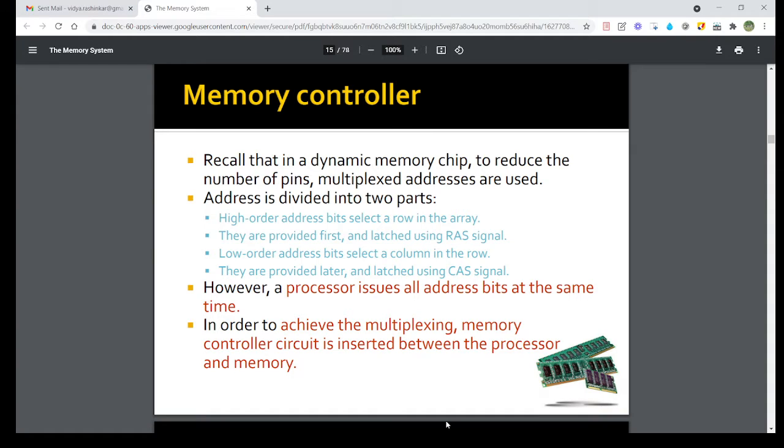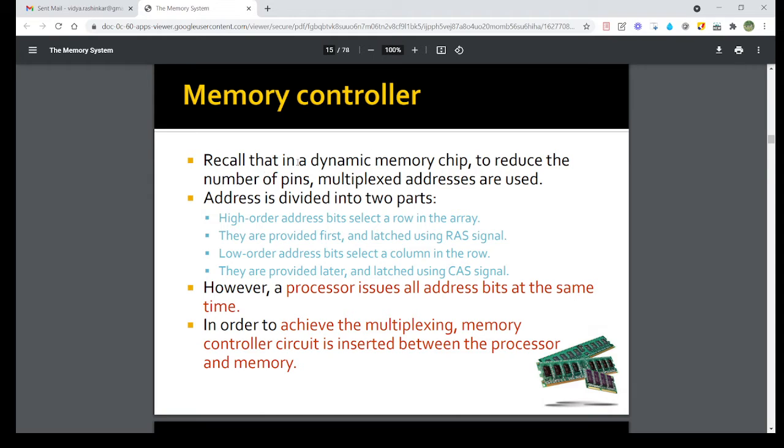The next topic is about the memory controller. To reduce the number of pins in a dynamic memory chip, the addresses can be multiplexed, and this multiplexed address is divided. So, here is the list of points which are related to the memory controller.